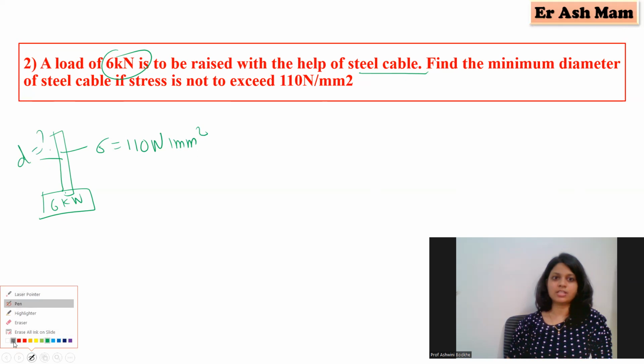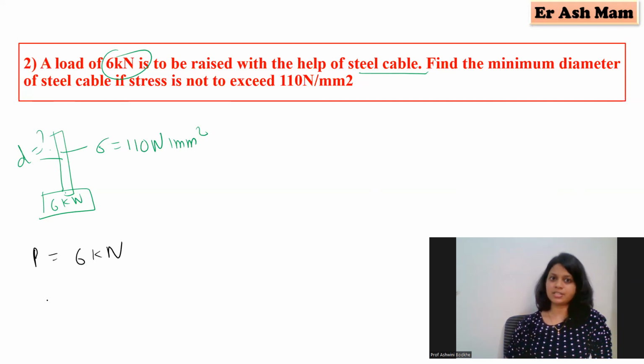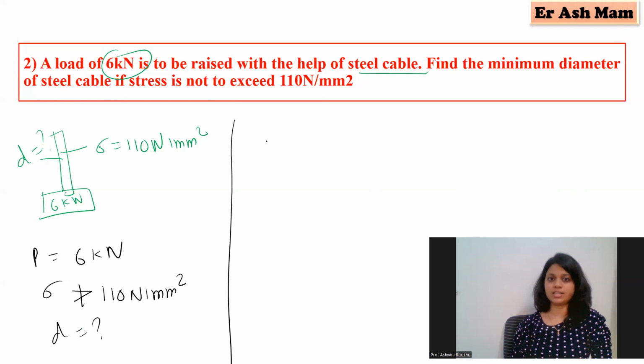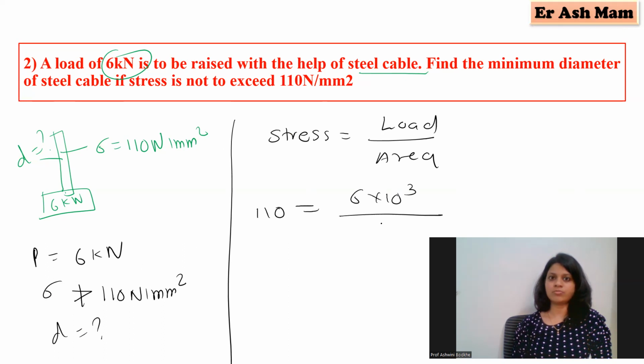So what is given? First, load P equal to 6 kilonewton. Next, we have to find the minimum diameter; stress should not exceed 110 newton per mm square, and calculate D. We know the basic formula: stress equal to load upon area. Maximum stress 110 newton per mm square equal to load, 6 into 10 raised to 3 newton, upon area, which is unknown.